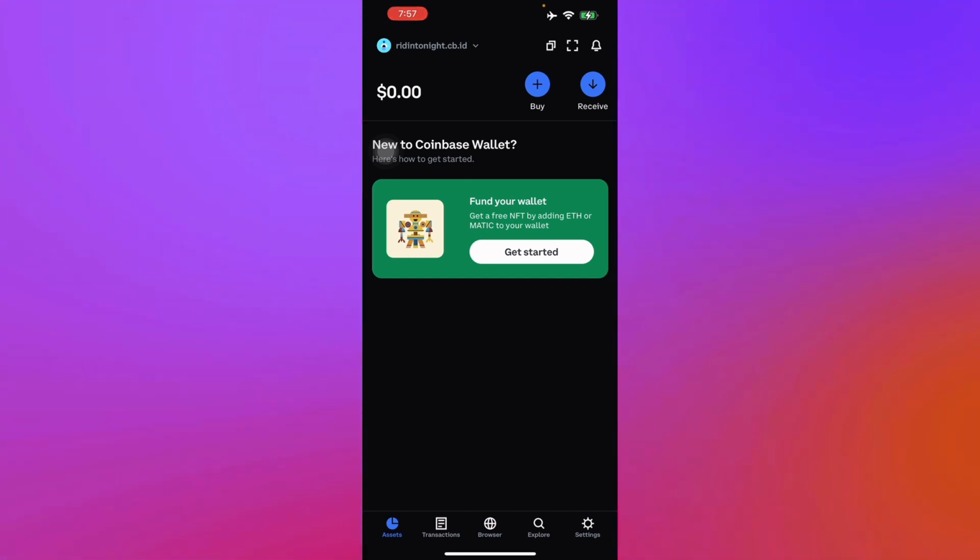First off, you have to download the Coinbase wallet mobile app and create a new wallet. If you're new to the application, you have to create a new wallet, or you can actually import your wallet from MetaMask or Trust Wallet into Coinbase wallet. So the first step is creating a new wallet if you don't have one.